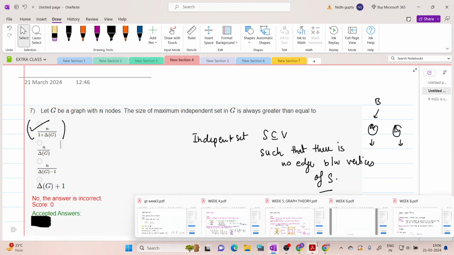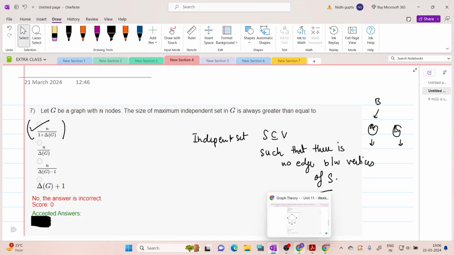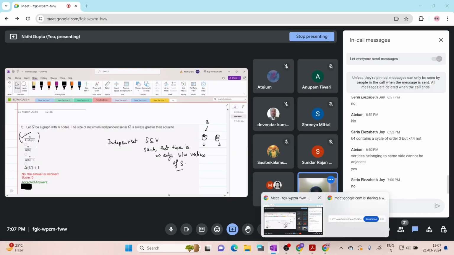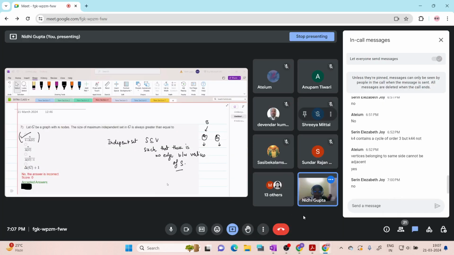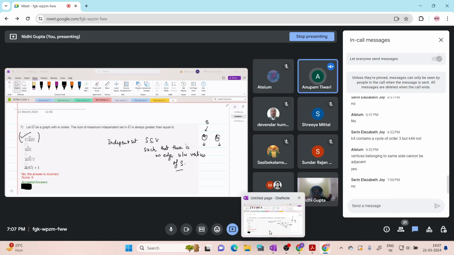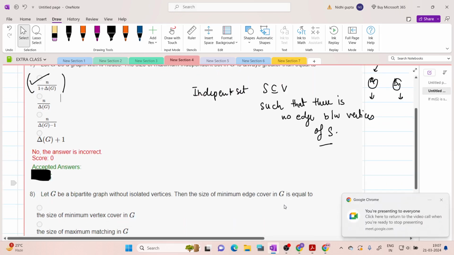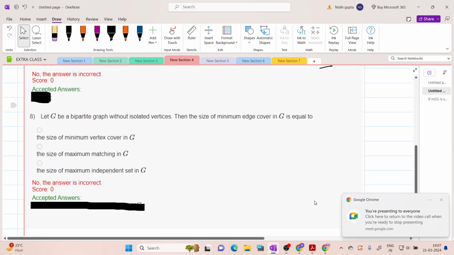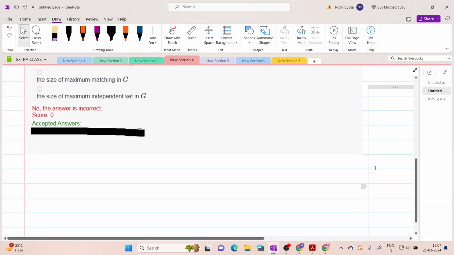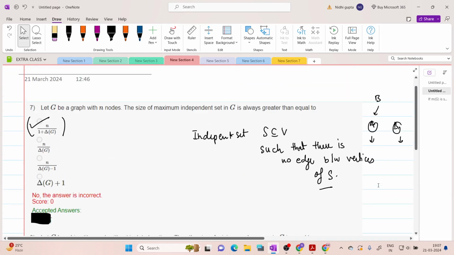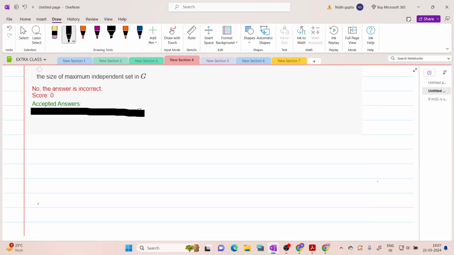Does anyone know why this is true? Can we take one little example and then prove that this is true? Because proving may not be possible in the exam. Yes, we can do that. So basically, what it is.